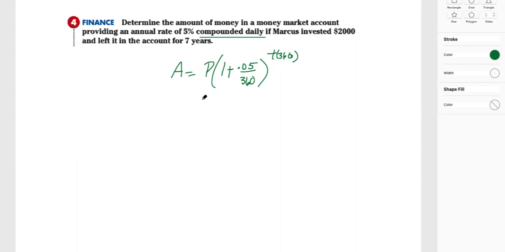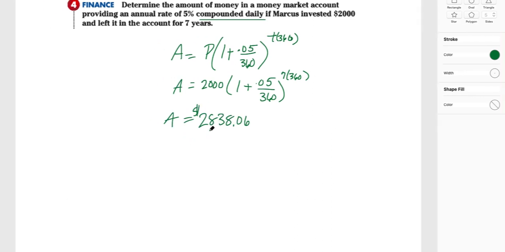So we know the principal amount, the initial amount, is $2,000. 1 plus all of this stuff. I love my calculator to do the work for me. So I'm going to make this kind of calculator ready, and then I'm just going to go grab my calculator and do it. 7 times 360. And now I've got all the numbers in there. And now I'm just going to go to my calculator and get the calculator to do it. So I'm left with $2,838.06. Not bad investment at all.